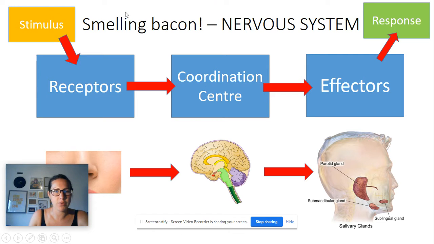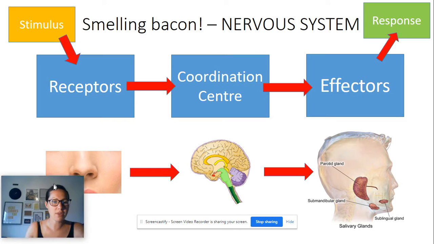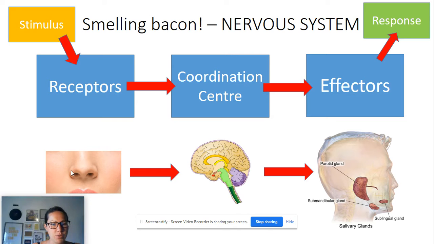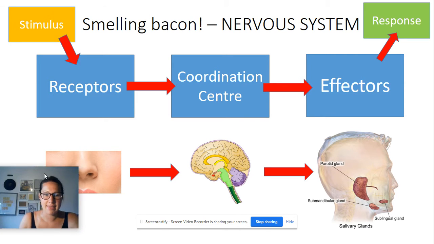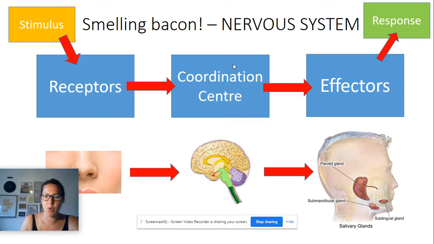So we'll start off with a smell. Thinking about a smell that would make you hungry. That might be bacon, it might be cake, cooking, or freshly baked bread, or whatever it is. But the stimulus would be the chemicals which contain that smell. Those chemicals would then be detected by receptors. Those receptors would be in your nose. And then they would send information to a coordination center, in this case, your brain.